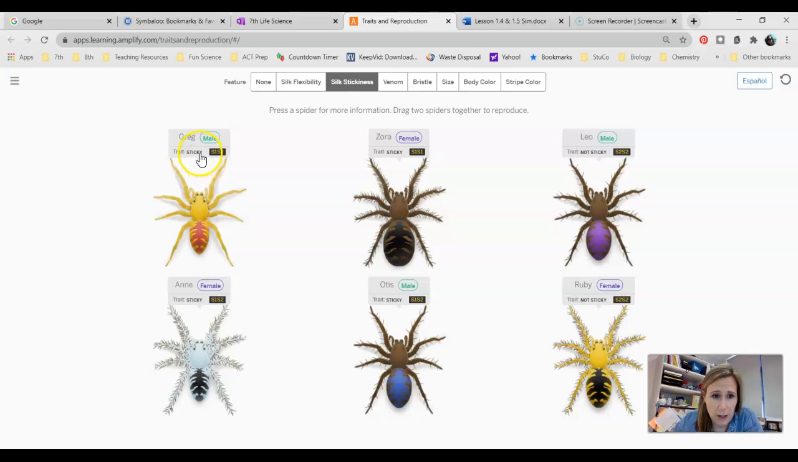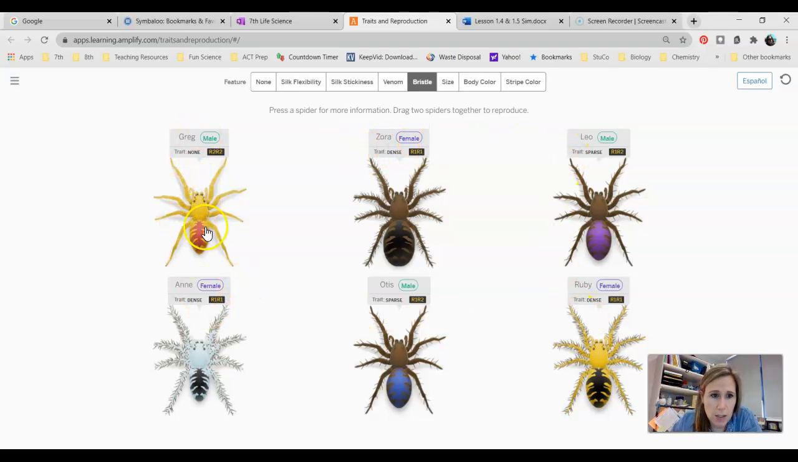You guys can also see there's silk stickiness. It looks like we have, for variations, sticky and not sticky. So there are only really 2 variations there. Venom, we can see Greg is a stunner here. Zora, she's pretty docile. She has no venom. And then Leo, on the other hand, kills. So you can see, again, those variations for venom. Bristle, we have none, dense, or sparse.